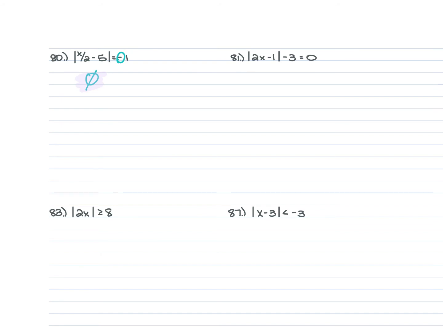So if you look at 81, it's the same concept. You don't have your absolute value isolated yet, but if you isolate it by moving the 3 over, we're going to add it to both sides. Think about this. The absolute value of 2x minus 1 is equal to 3. Is that possible? Yeah. So keep going with it. Separate it into two. So 2x minus 1 is equal to negative 3, and 2x minus 1 is equal to positive 3. From here, just solve for both of them. You're going to add the 1 to both sides for each. You get 2x is equal to negative 2.